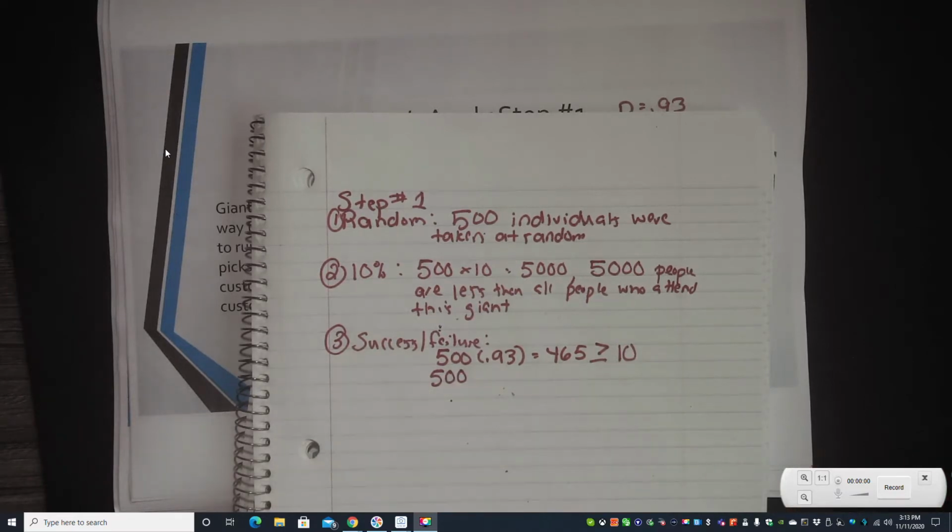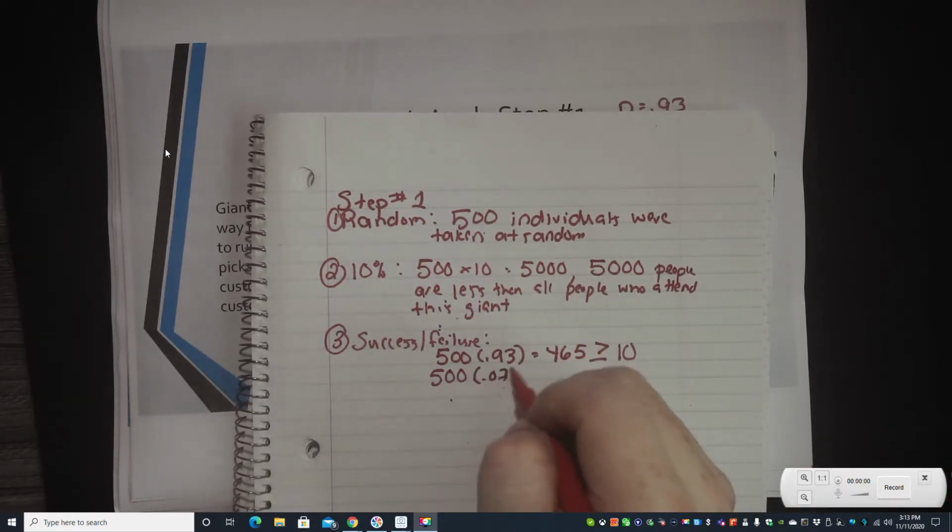Then we're going to do 1 minus 0.93, which is 0.07.